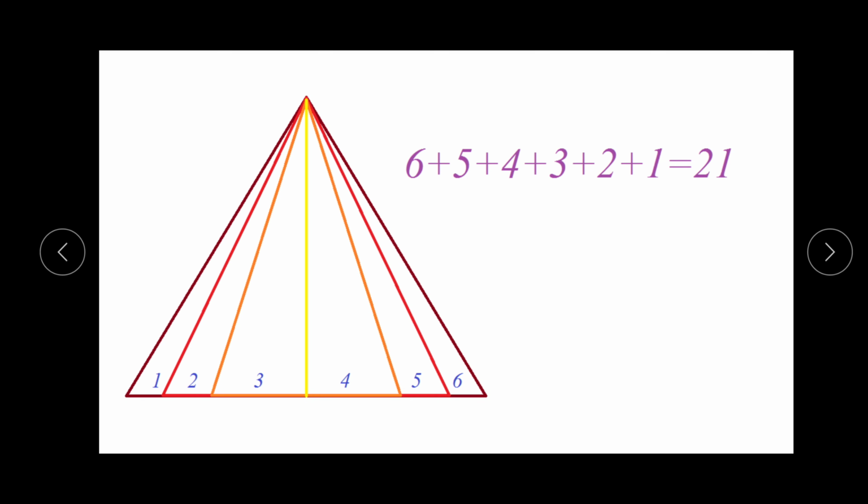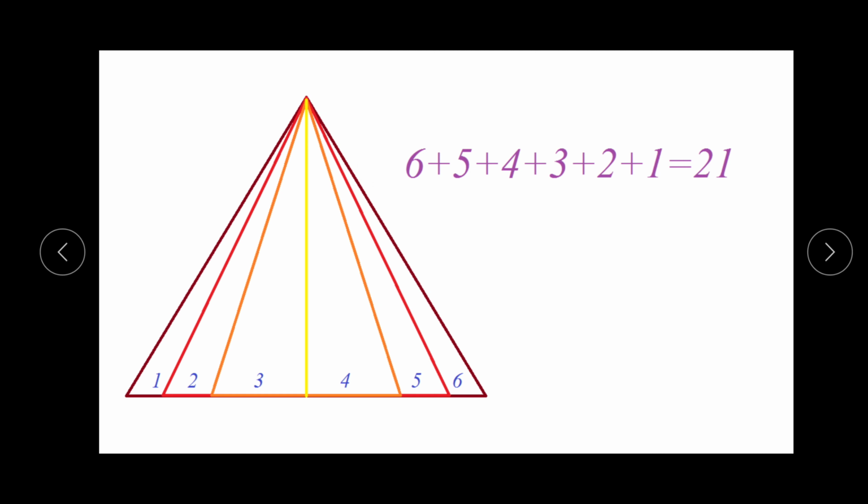Again we will count 1, 2, 3, 4, 5, 6. Now 6 is the largest number, and we will add from 6 down to 1. It means from the largest number to the smallest number. 6 plus 5 plus 4 plus 3 plus 2 plus 1 is equal to 21 triangles. This figure has 21 triangles.